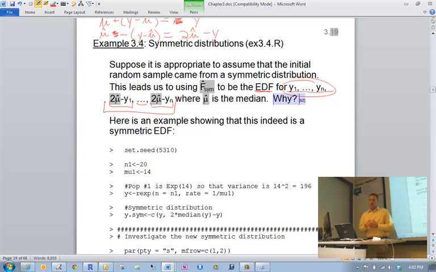What we're going to do is a simple numerical example to help illustrate that indeed we do get a symmetric f hat, and to show how one would actually go about using the bootstrap. There's one small thing that you have to be careful about.